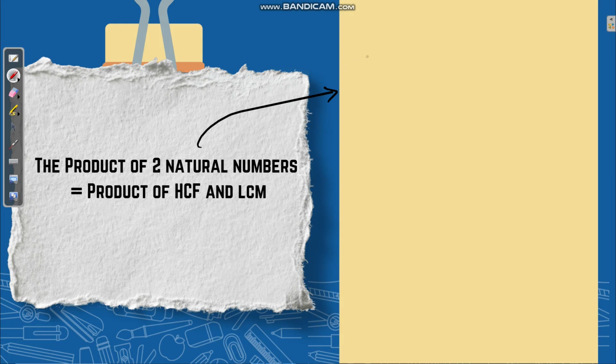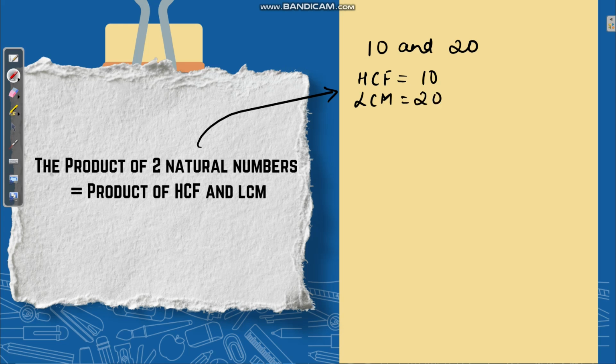Let's take two numbers, 10 and 20. Let's first find the HCF of 10 and 20. HCF is the highest common factor. Which number is common in both of them? The HCF is 10, and the LCM, that's the least common multiple, of 10 and 20 is 20.